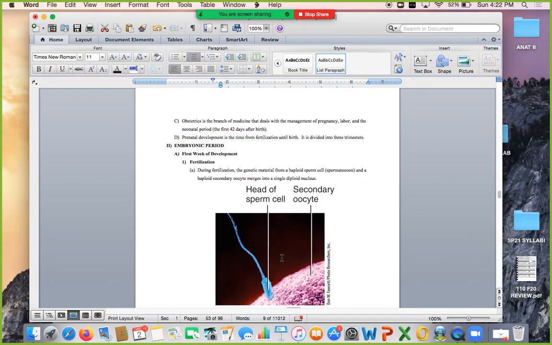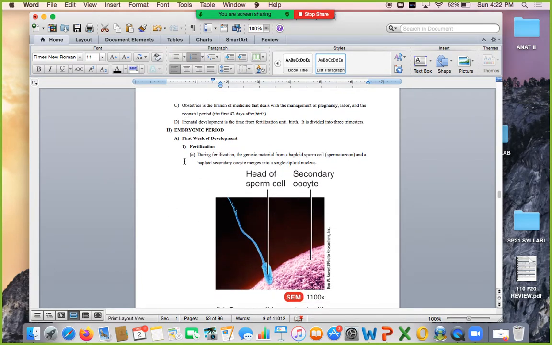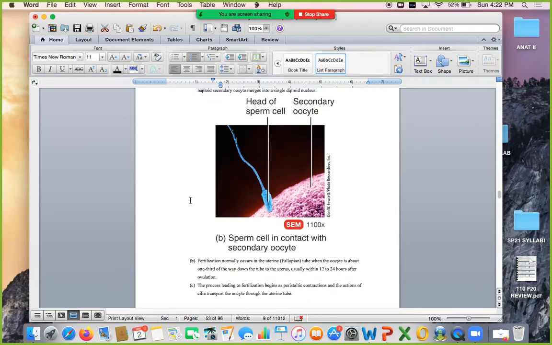Now, the embryonic period is going to go from fertilization. Remember, the fertilization event is going to occur in the oviducts. I'm sorry that I keep saying that. It's going to occur in the fallopian tubes. And then from there, it's going to travel along the fallopian tubes into the uterus, and that is where we're going to have the site of implantation. And this is what the actual fertilization event looks like.